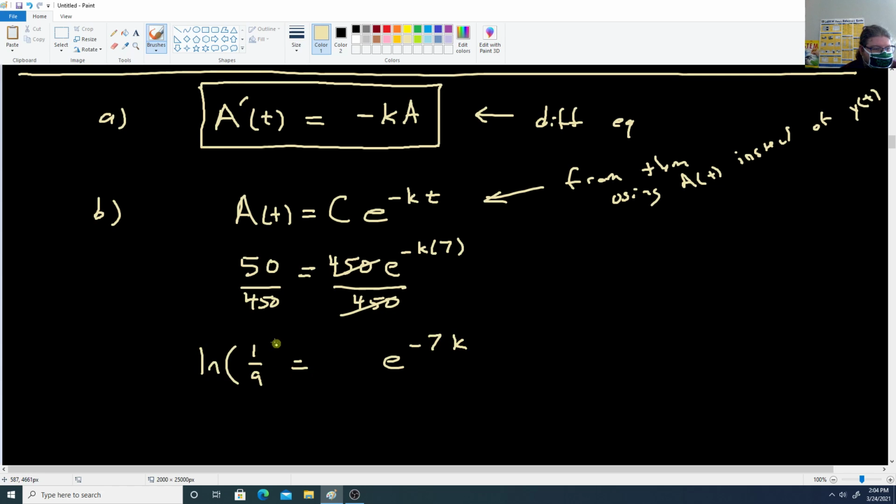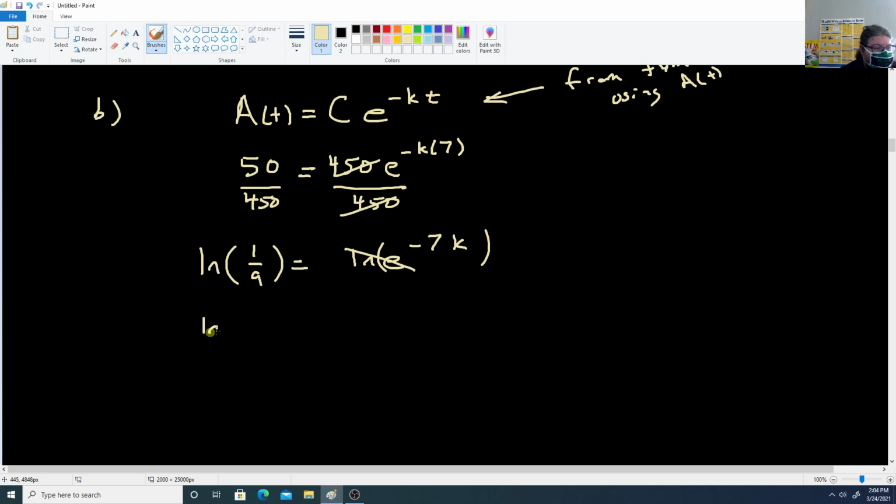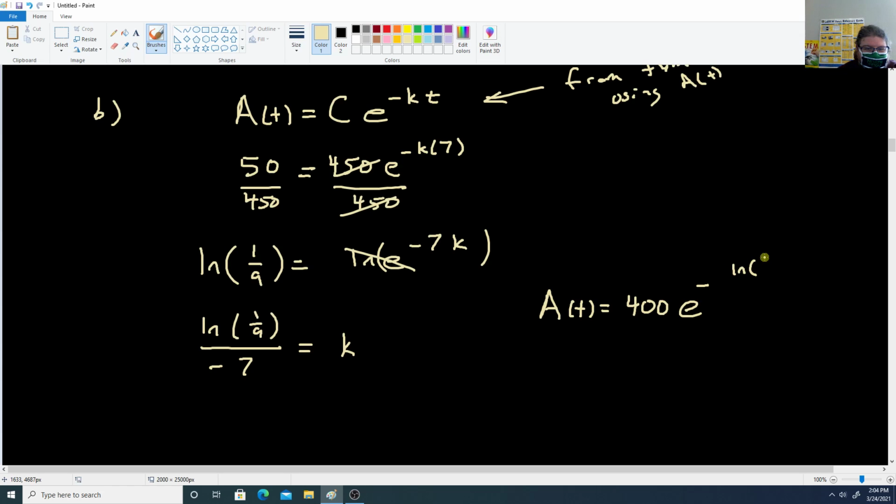We'll take natural log of both sides. So that'll cancel. We'll get natural log of 1/9 divided by the negative 7. This is going to equal our k value. So I can rewrite my equation as a of t equals 400 e to the negative. The k value we found was natural log of 1/9 over negative 7 times t.